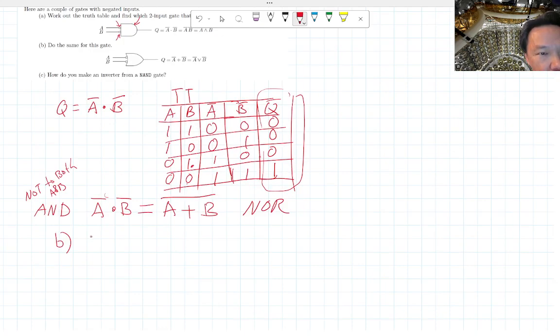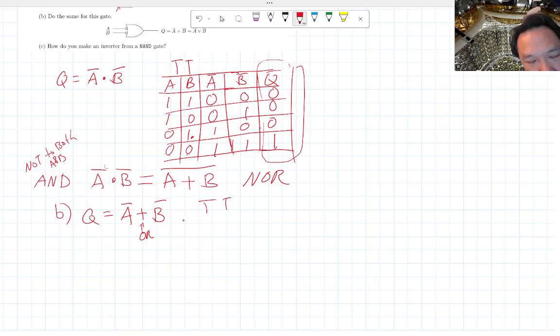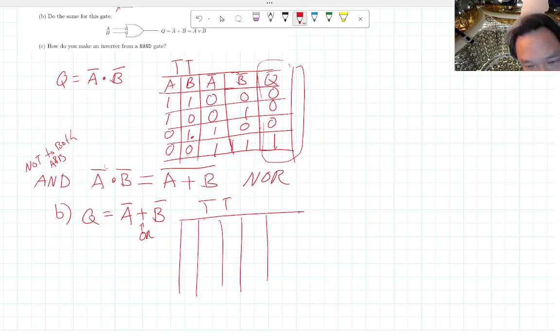Okay, so in this case, Q is going to be the opposite of A plus the opposite of B. So this is the OR symbol. I'm going to have the same truth table up top. In fact, let's just do it the long way one more time. So 4 lines, 4 rows.